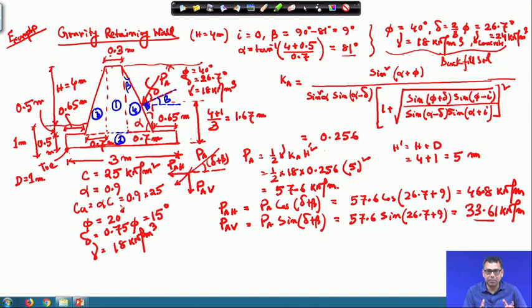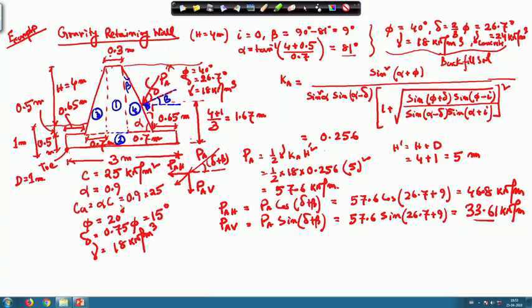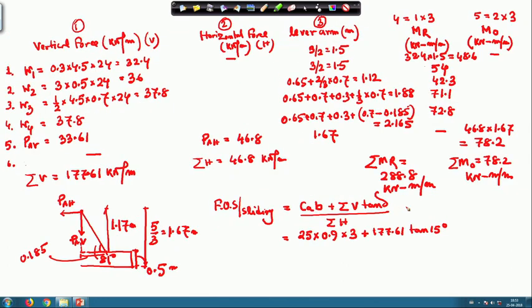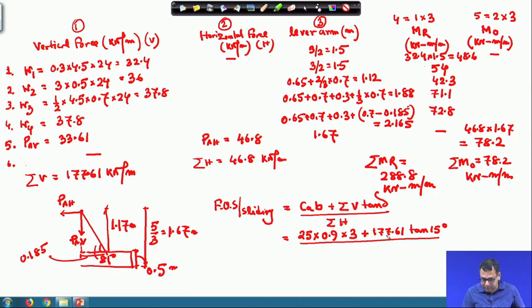So, we are taking two different properties. If the properties are the same for both soils, then you can use the same delta for the sliding check and the Ka calculation. But here we are using two different deltas. So, when you are calculating Ka, that delta will be the backfill delta, and when you are calculating the sliding stability, that delta will be the base soil delta. Base soil delta is 15 degree, divided by the summation of horizontal forces, 46.8.